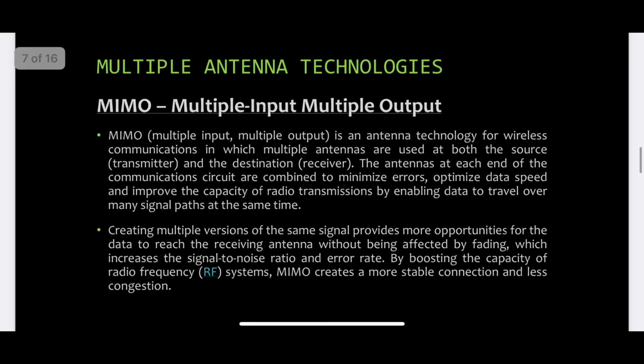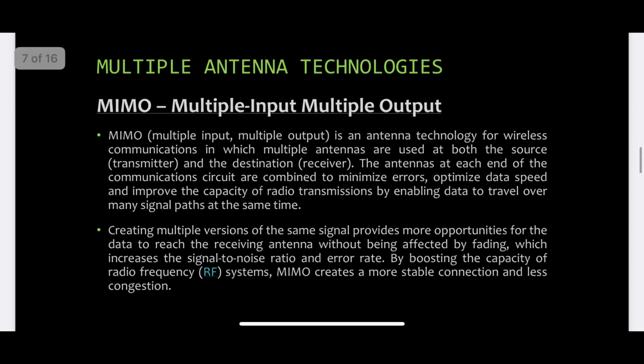So MIMO is an antenna technology for wireless communications in which multiple antennas are used at both the source, the transmitter, and the destination, which is the receiver. The antennas at each end of the communication circuit are combined to minimize errors, optimize data speed, and improve the capacity of radio transmissions by enabling data to travel over many signal paths at the same time.